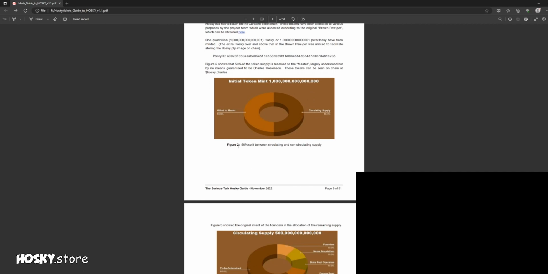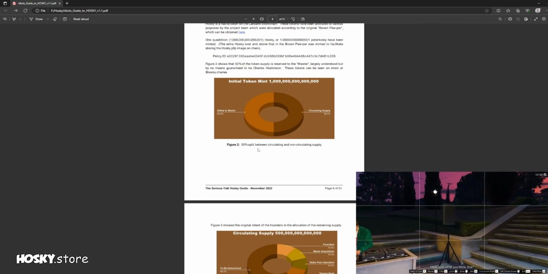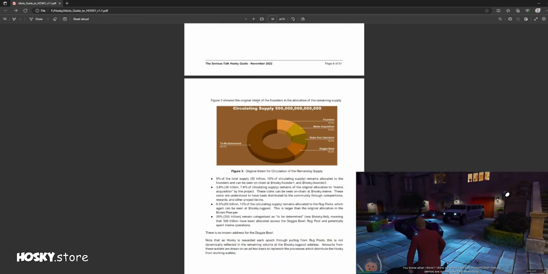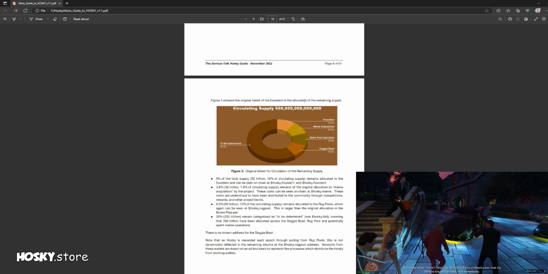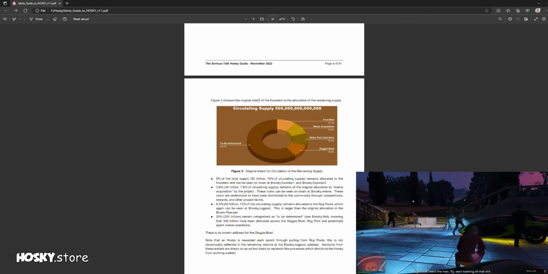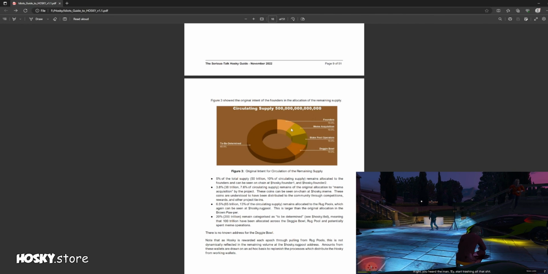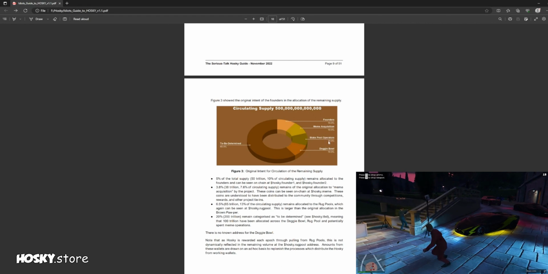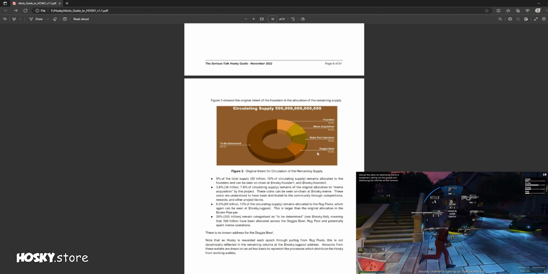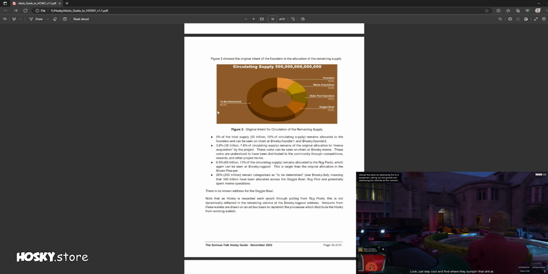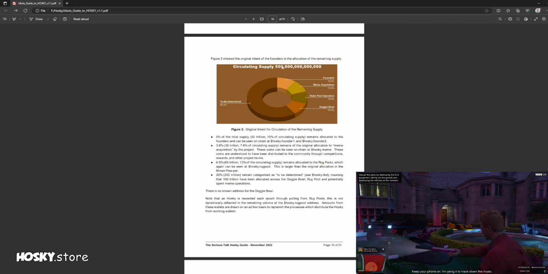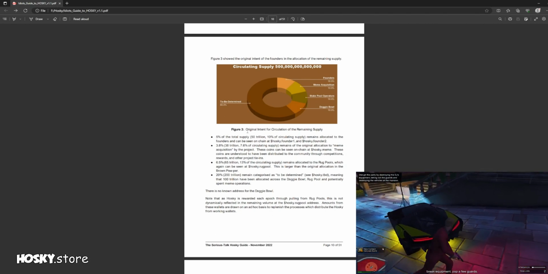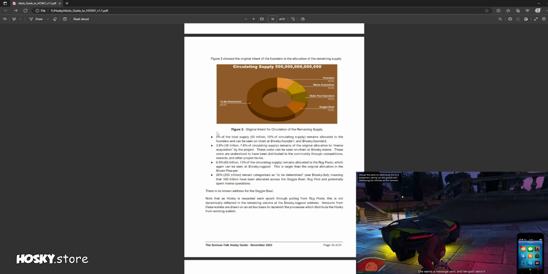back to this. So figure 2, 50% split between circulating and non-circulating supply. Figure 3 showed the original intent of the founders in the allocation of the remaining supply. So we've got 60% to be determined, we've got 10% to founders, 10% to meme acquisition, 10% to stake pool operators, and then 10% to the doggy bowl. And that is for the remainder of the 500 trillion supply. Figure 3, original intent for circulation of the remaining supply.